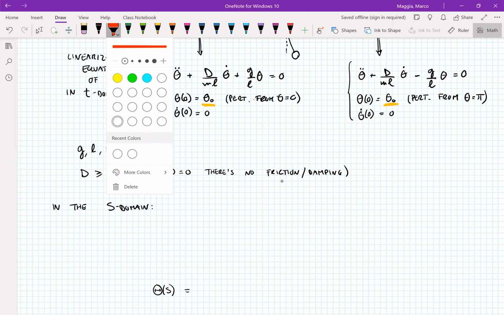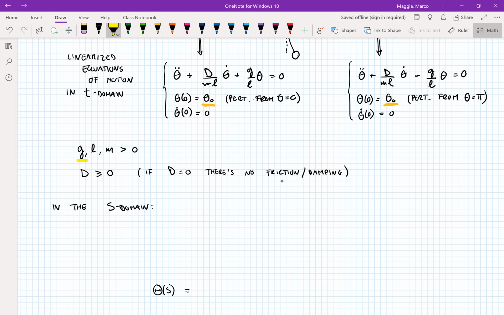Then another few things. g is the acceleration of gravity, so it is positive. L is a length, and m is a mass, so g, L, and m are all positive. Now d, the damping coefficient, can be either positive if we are considering friction, or 0 if there's no friction or damping. Of course, in real life, there's always going to be some sort of friction or damping, but just for the sake of studying all the cases, let's also imagine that we can set the damping to 0.